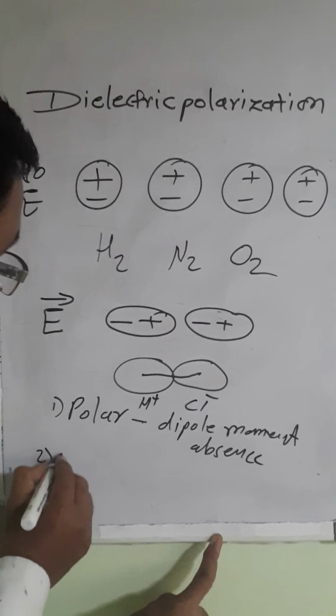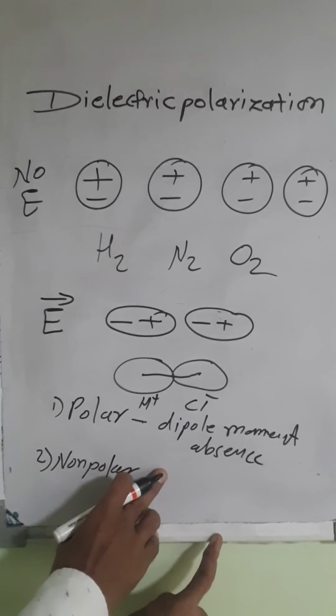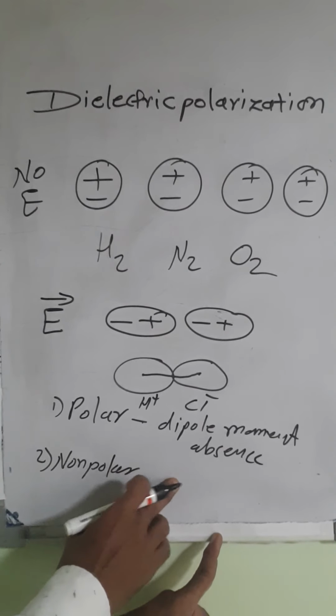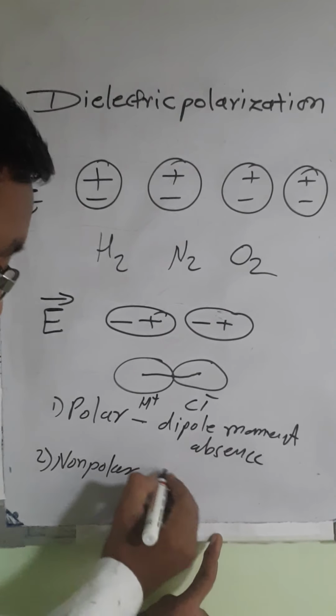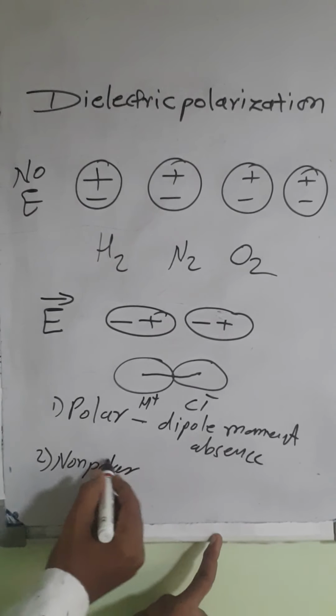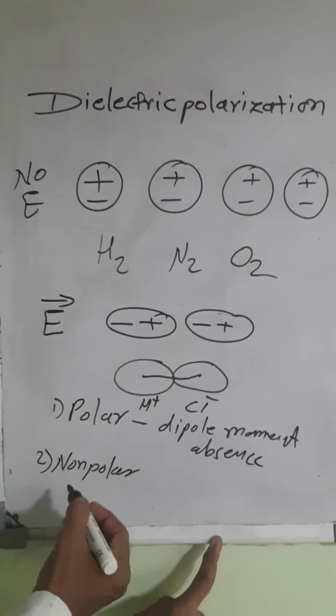And the second one is non-polar. In the non-polar molecules, the molecules do not possess a dipole moment as soon as the electric field is absent. So in this way, there are two types: polar and non-polar.